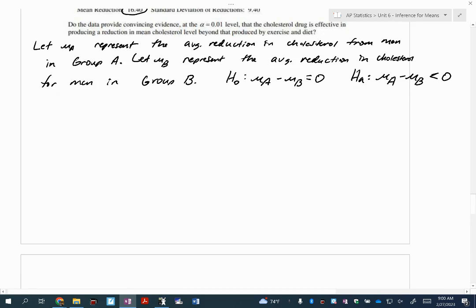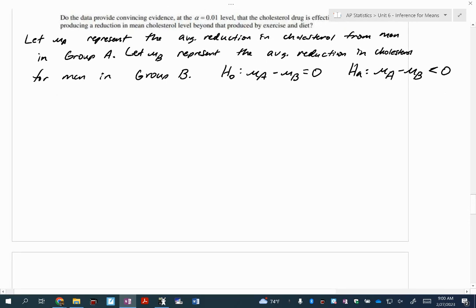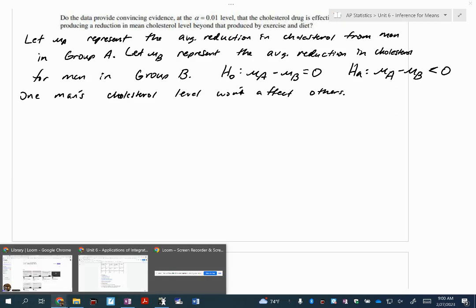All right, so let's do our assumptions and conditions. The first assumption is that one man's cholesterol level won't affect others. Now, we know they're all in the high category already, but at the same time, we still need to see if they're independent or not.